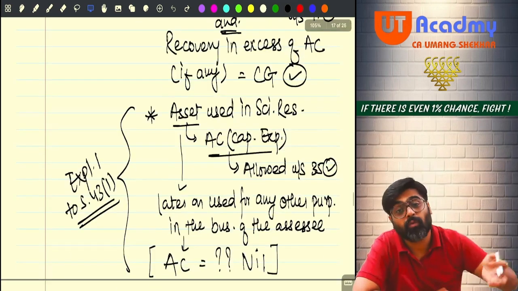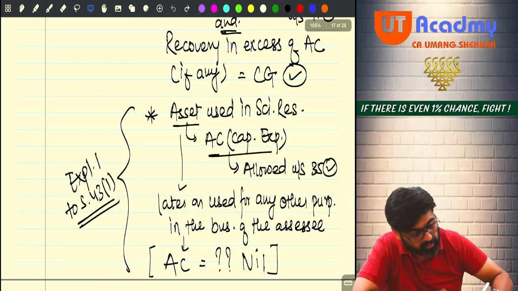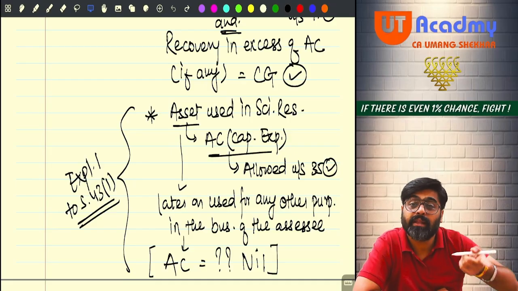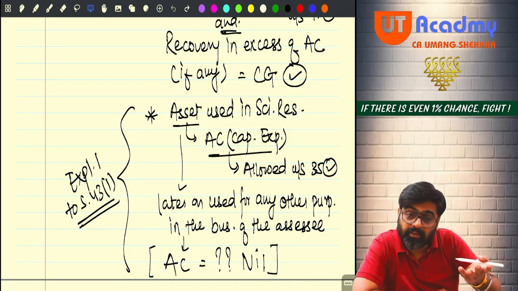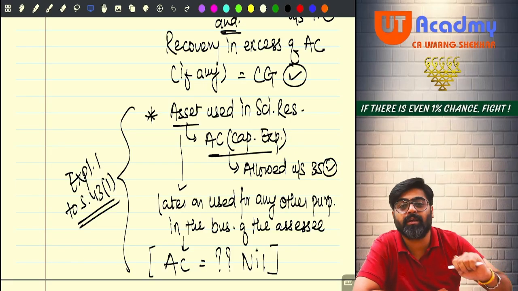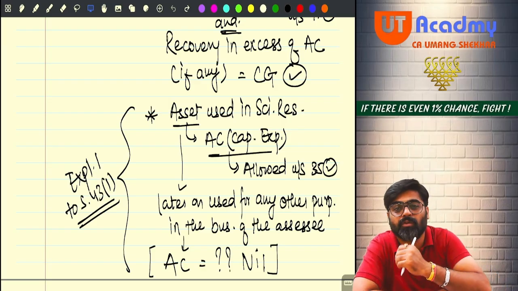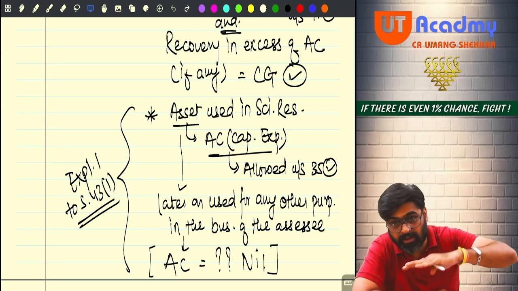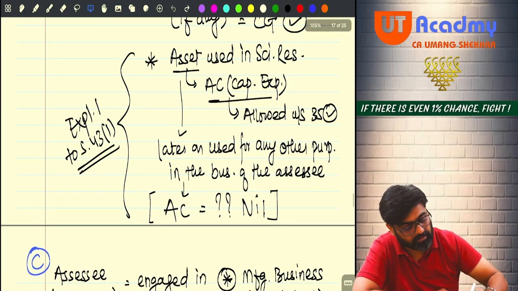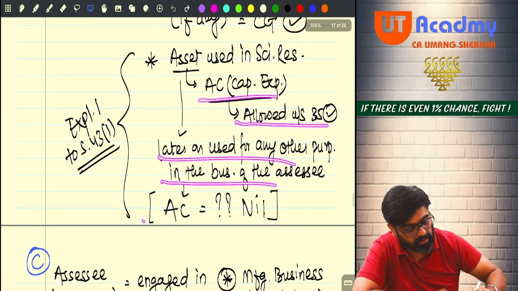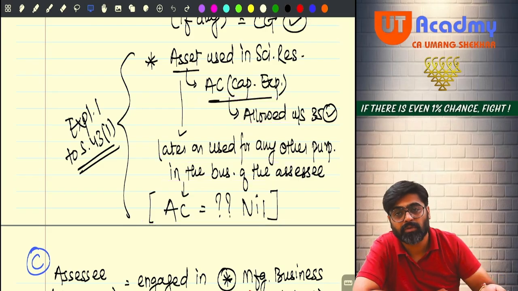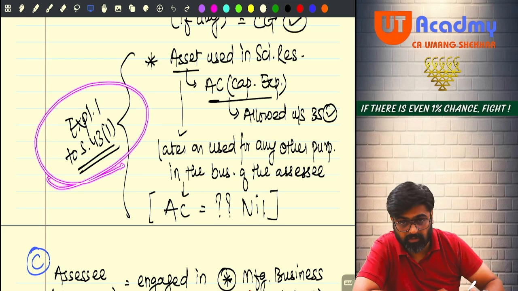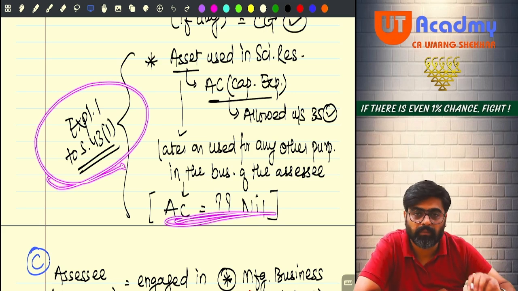Sure, no? Now what if that same asset which was used for scientific research, whose cost was allowed under section 35, that same asset is brought into your business for any other use. Now the asset is not leaving you, but it is coming out of scientific research and used for other business purposes. This I have already explained. What will be the actual cost which you are going to add in the block? As per explanation 1 to section 43(1), it will be taken as nil.